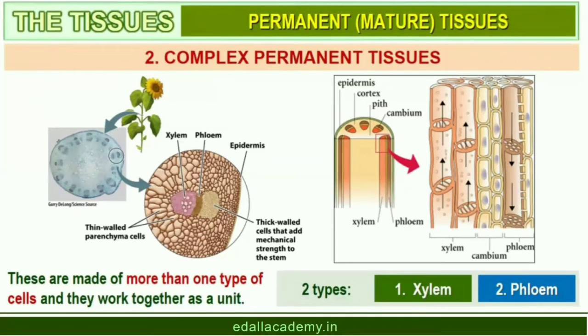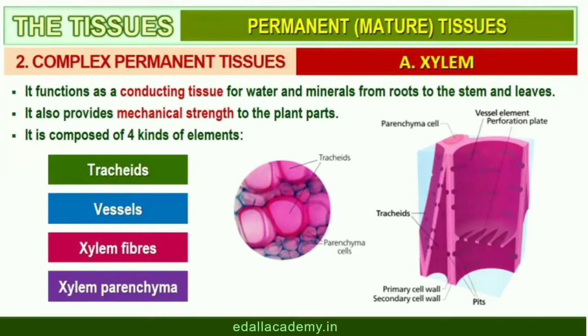The complex tissues are made of more than one type of cells and these work together as a unit. Xylem and phloem constitute the complex tissues in plants. Xylem functions as a conducting tissue for water and minerals from roots to the stem and leaves. It also provides mechanical strength to the plant parts. It is composed of 4 different kinds of elements, namely, tracheids, vessels, xylem fibers and xylem parenchyma.